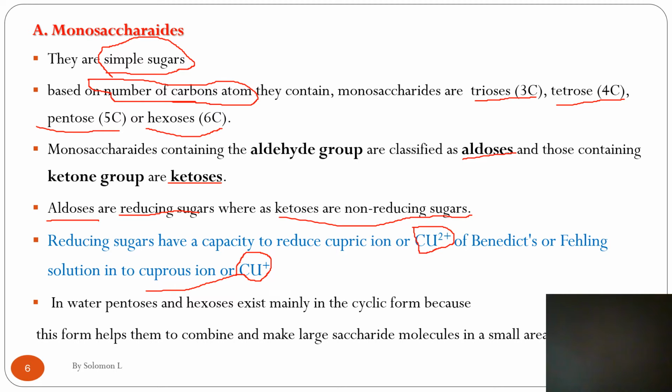In water, pentose monosaccharides with 5 carbon atoms and hexose monosaccharides with 6 carbon atoms exist mainly in the cyclic form. They are found in the cyclic form because this form helps them to occupy a small area. A large amount of saccharides can be stored in a very small area. Therefore, they are found in the cyclic form whenever they are in contact with water.